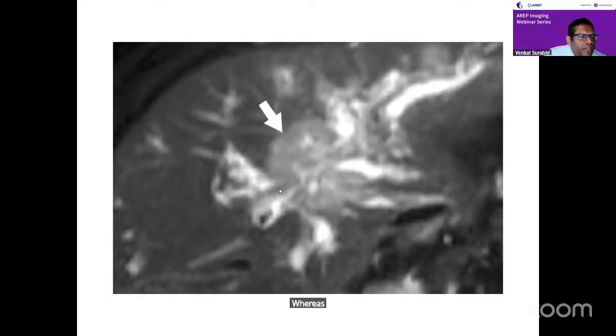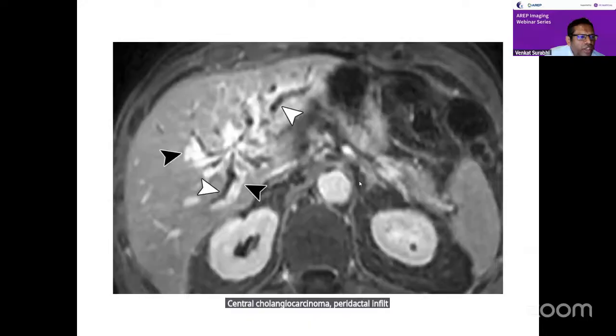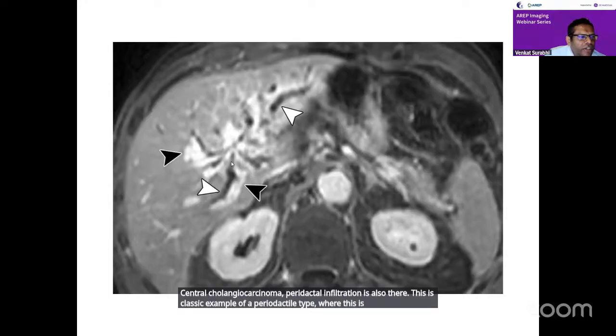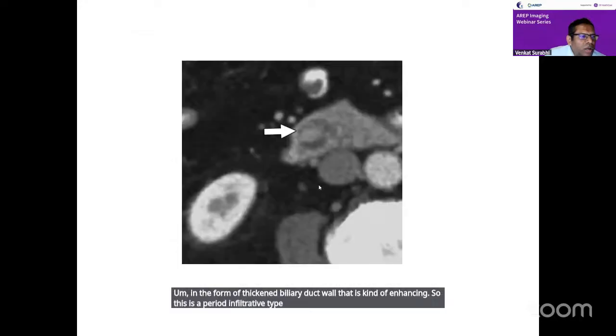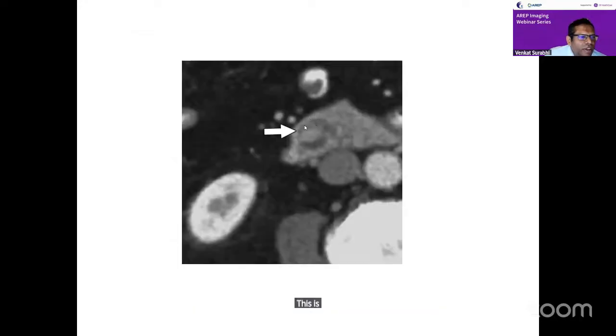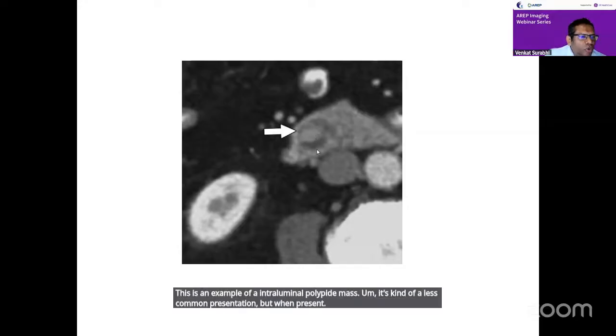Whereas this is a mass forming type of intrahepatic or central cholangiocarcinoma. Periductal infiltration is also there. This is a classic example of a periductal type, where this is the MR delayed image. You can see these biliary ducts are dilated. There is soft tissue in the form of thickened biliary duct wall that is enhancing. So this is a periductal infiltrative type of cholangiocarcinoma. This is an example of an intraluminal polypoid mass. It's a less common presentation, but when present, this carries good prognosis.